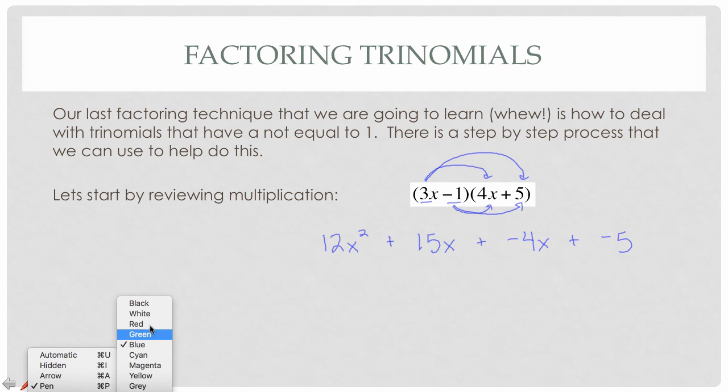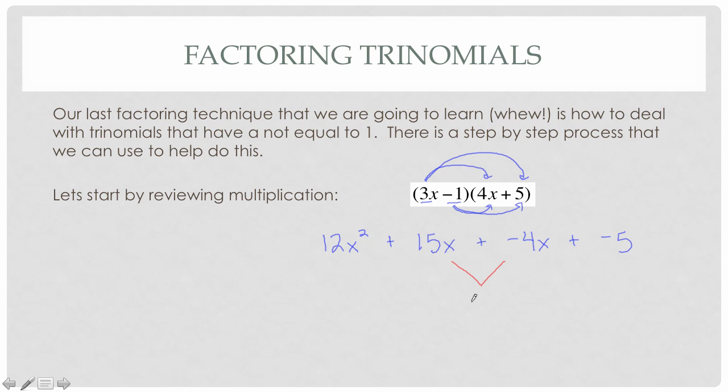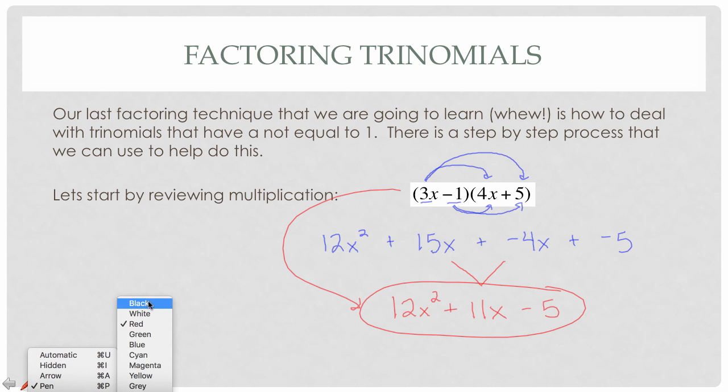And after I multiplied it, I would see if I could combine like terms, and these middle two terms combine to make 11x. So altogether we'd have 12x squared plus 11x minus 5. So we're good at multiplying. That's multiplied out. Those are the same. But what we're going to do is go in reverse.